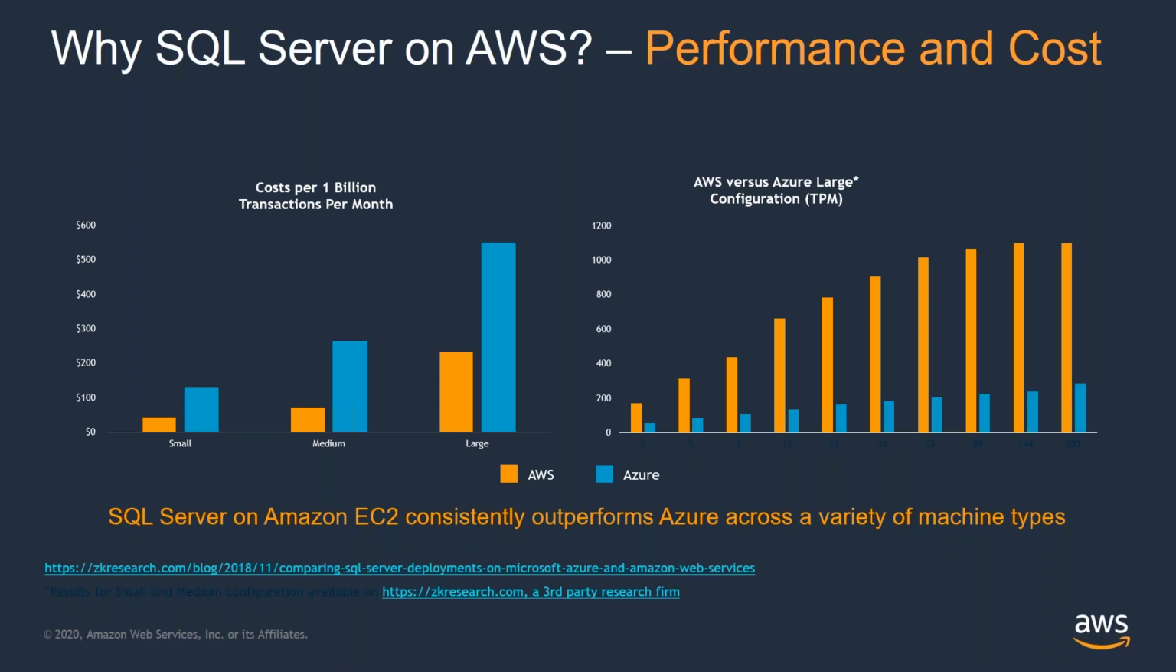The first chart shows, on the left side, AWS in orange and Azure in blue. The cost of 1 billion transactions per month for this smaller is better. AWS is cheaper as compared to Azure.